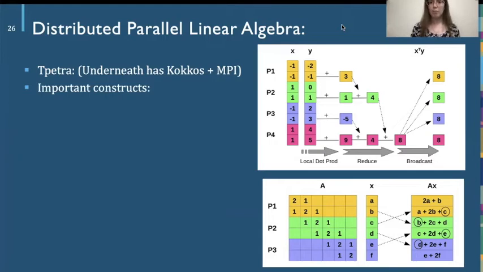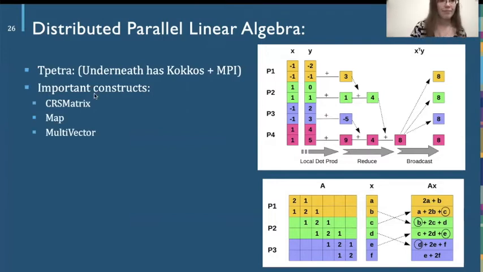A handful of important constructs from Tpetra that you might want to know about include the CRS matrix, the compressed sparse row matrix, which is a standard format for storing sparse matrices without storing all of the zeros. The map tells different processors where my pieces of the matrix are in relation to the whole matrix. That's our local to global mapping. Which pieces do I have, my part of the matrix versus the matrix as a whole?